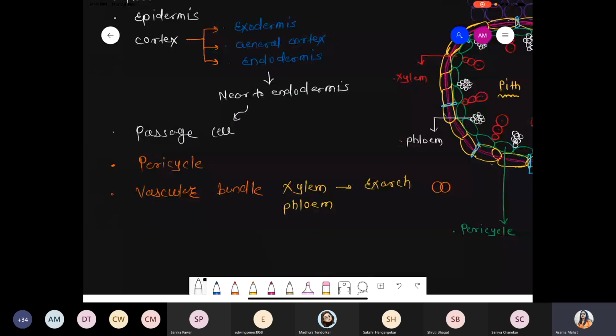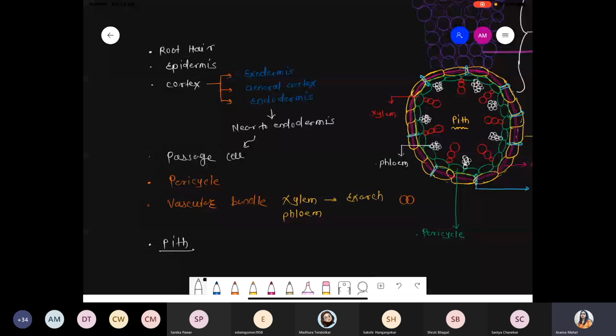Now finally at the center, pith is present. So this is the exact sequence from outer to inner. Okay: root hair, epidermis, then the exodermis, general cortex, endodermis, near the endodermis passage cells present. Now exactly below the endodermis, pericycle. Now vascular bundle, that is xylem and phloem, they are present in different radii in alternate manner. And at the center, pith is present. Done.